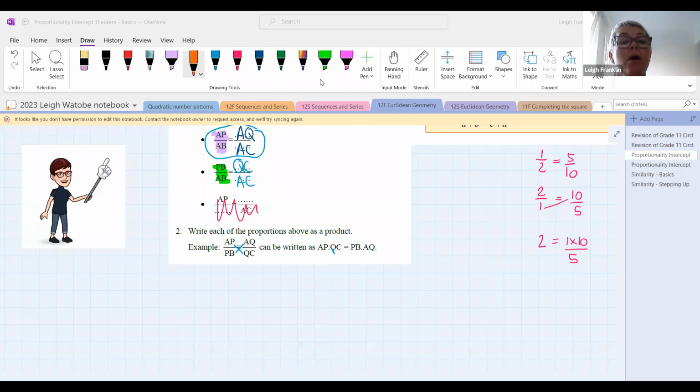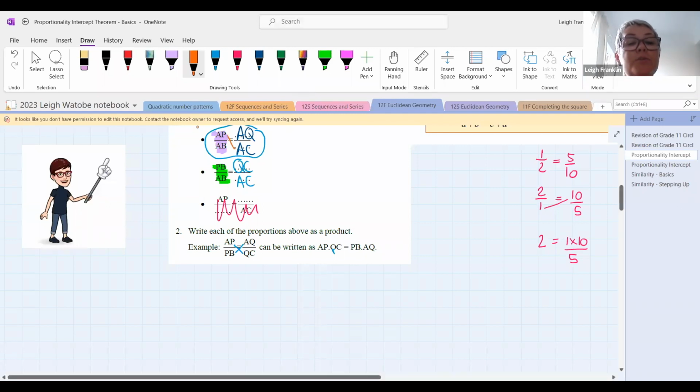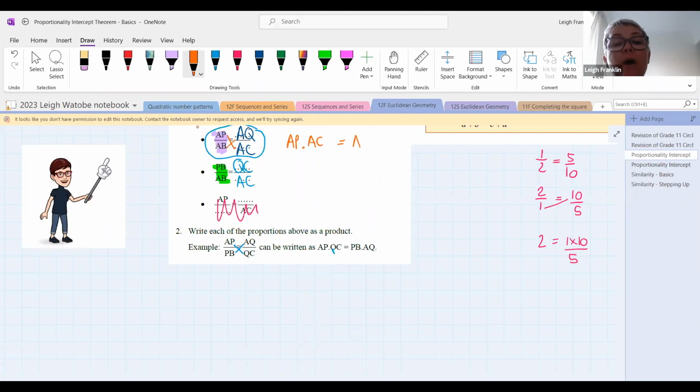AP times, that's it, AP times AC equals AB times AQ. Good. So here, when we are cross multiplying, we're multiplying these two together. That gives us AP times AC is equal to, cross multiply the other two, AB times AQ, like so. So I'm cross multiplying.